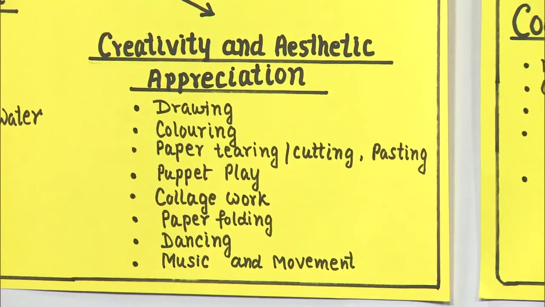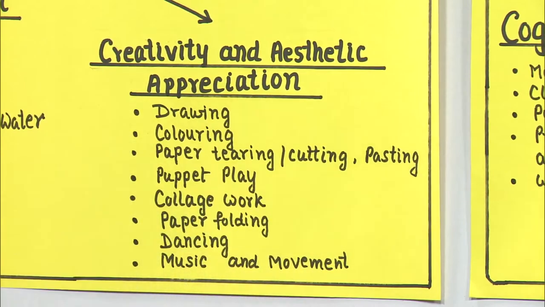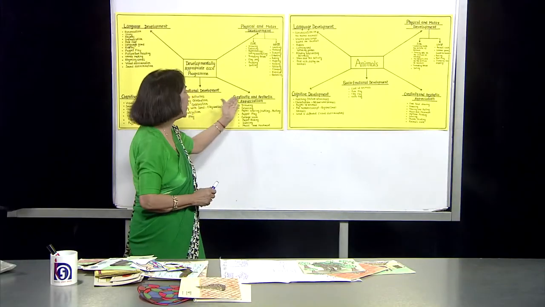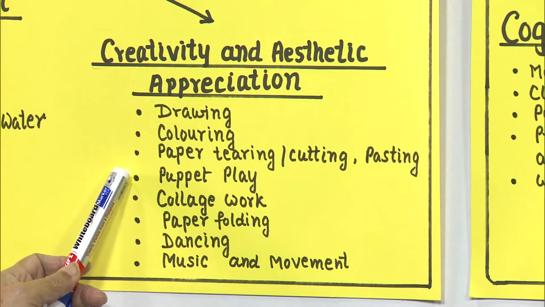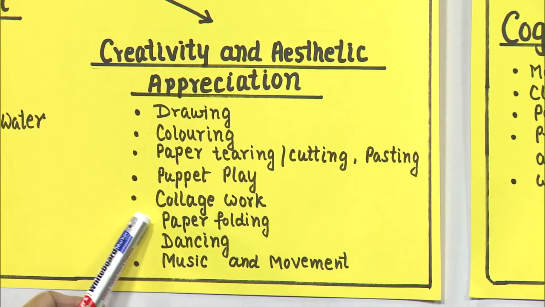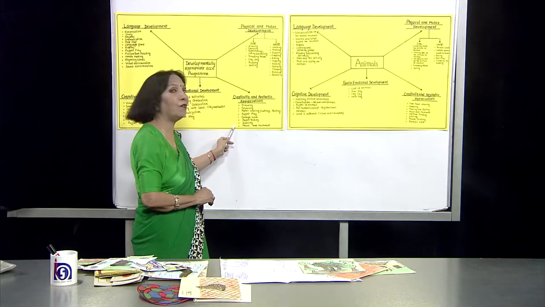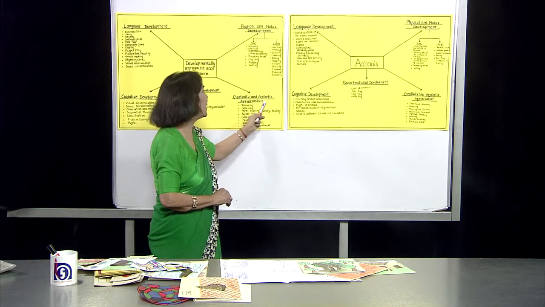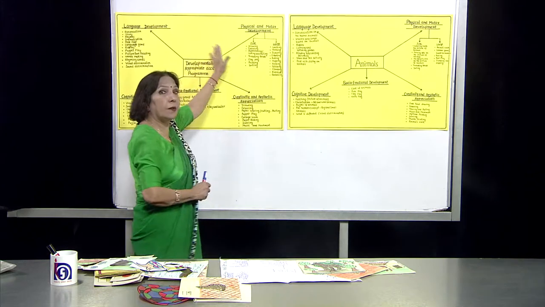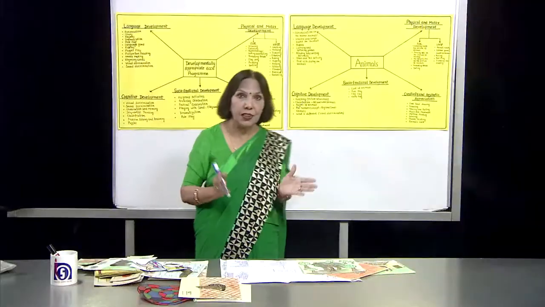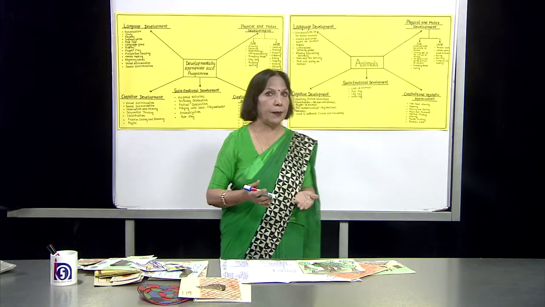Creativity and all creative activities, drawing, coloring, paper tearing, cutting, pasting, all these creative activities are for creativity and aesthetic appreciation. Puppet play, they enjoy a lot. Collage work, paper folding, dancing, music and movement. All these experiences, when we give them, they will develop their creativity and aesthetic appreciation. So this is the web chart of activities for different domains of development.